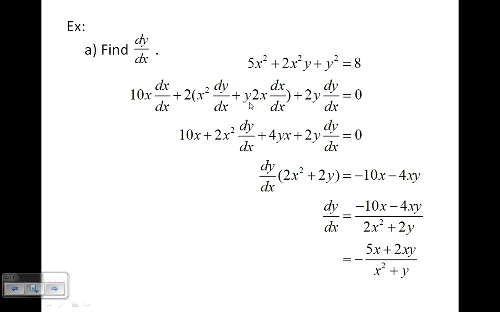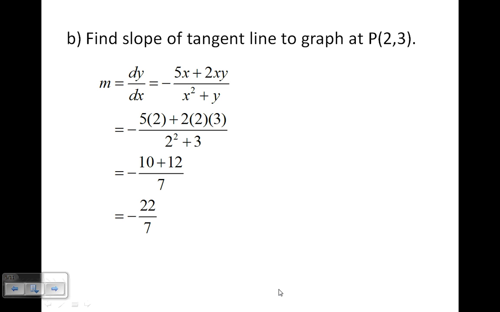Okay, the rest of it's just algebra. I distributed my 2 in here, and then I saw I had dy/dx appearing twice, so I pulled that out in front, factored it out, and solved it through. Simplified by dividing through by 2 on top and bottom at the last step.